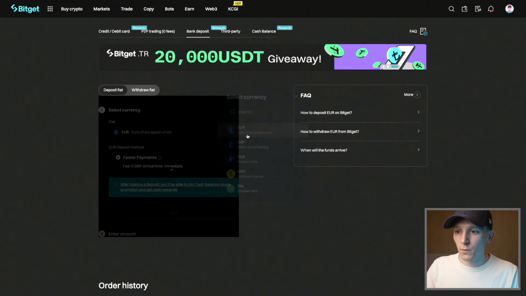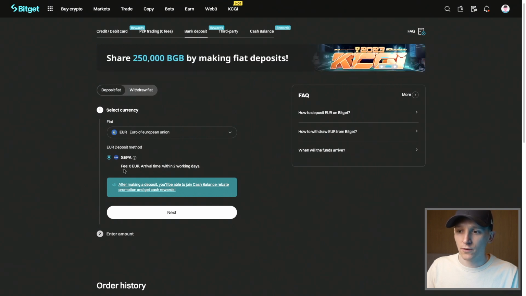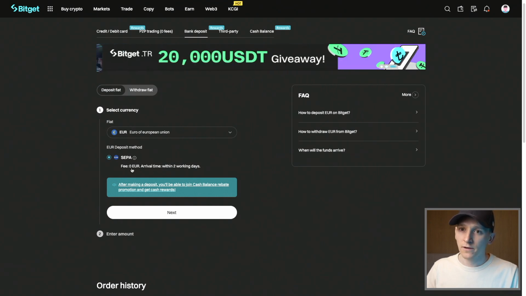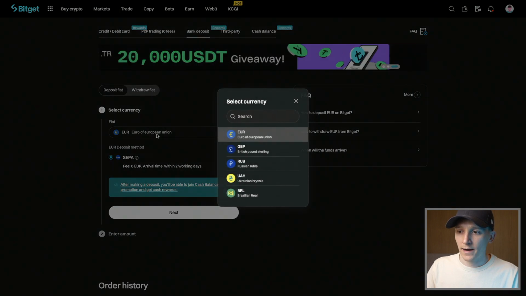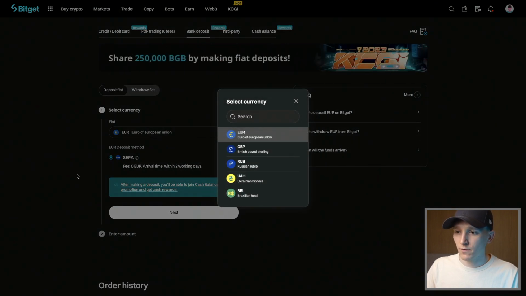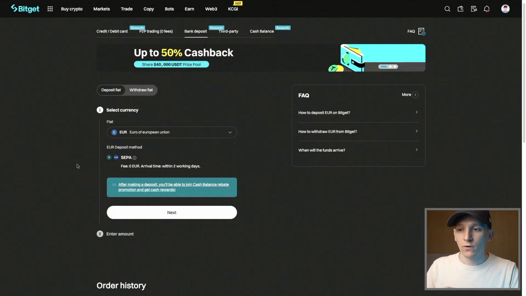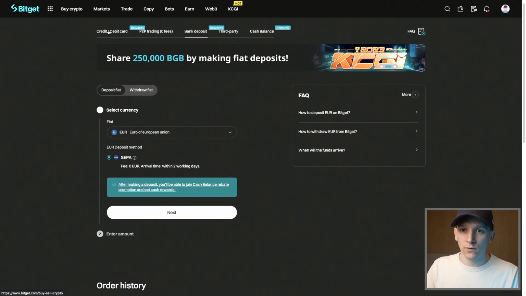We'll see Euro as well. Euro can use SEPA. So if you're in the Eurozone, you can use SEPA. Again, zero fee. So you just deposit that money straight in. And as you can see, very easy. You can also deposit rubles, Ukrainian, Brazilian currencies as well, which are supported for bank transfers. The others not supported for bank transfers, you're going to have to use credit or debit card.